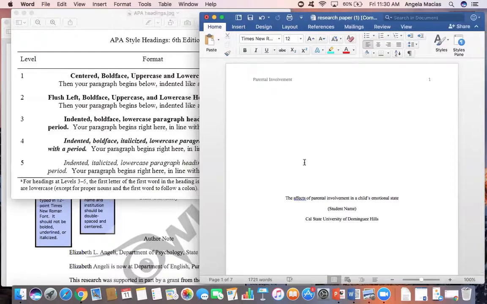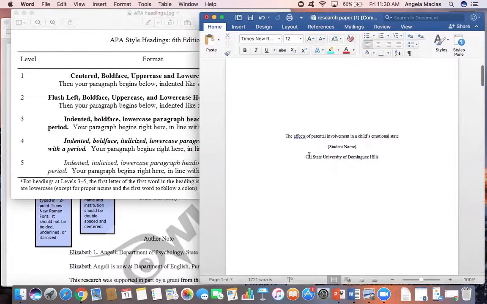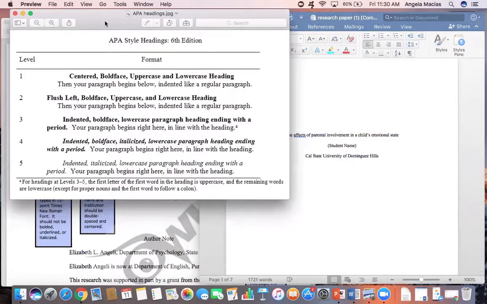So we're going to take a look at this paper. And the first, most obvious thing that we can revise and make sure is correct is the heading. So I've pulled up this APA cheat sheet for you that just gives an example of types of headings. We have our level 1, and that's the centered, boldface, upper and lowercase heading. We've got the level 2, the level 3, 4, and 5.